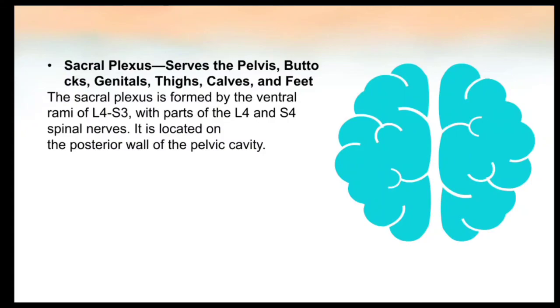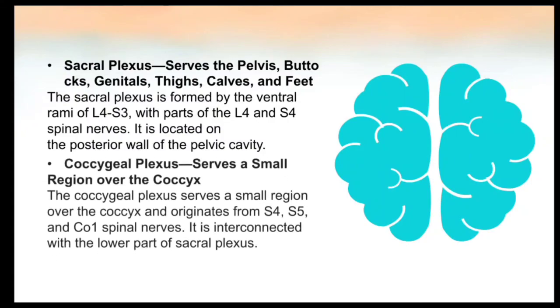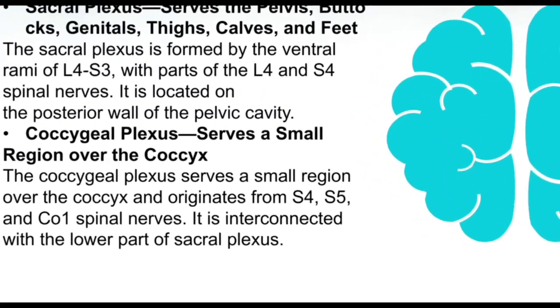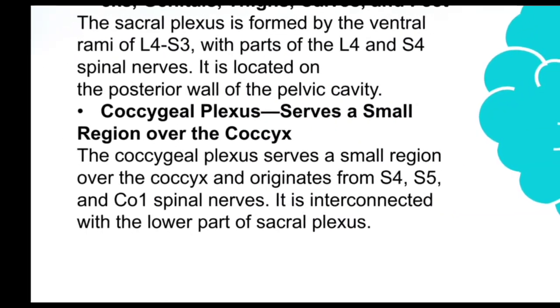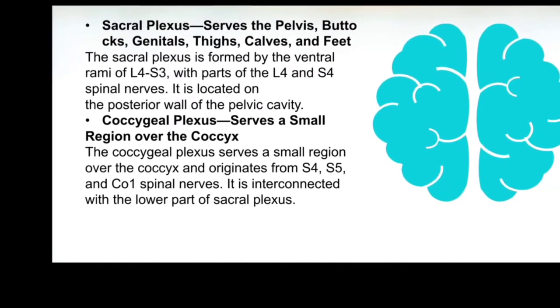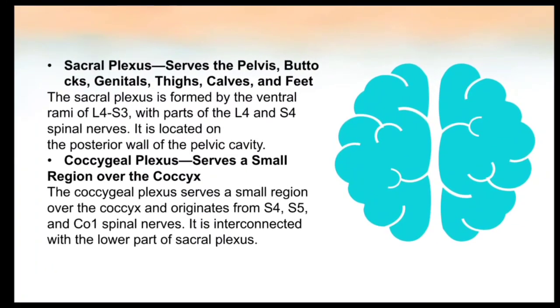And the last one is what we call the coccygeal plexus, serves a small region over the coccyx. Ito ay nagsisimula mula sa S4, S5, and CO1 spinal nerves. At ito ay nag-interconnect sa lower part ng ating sacral plexus.